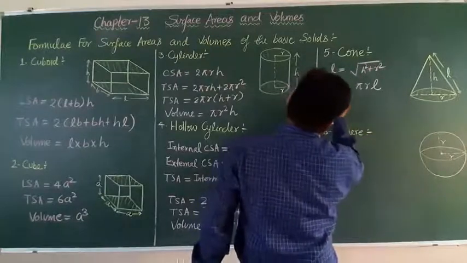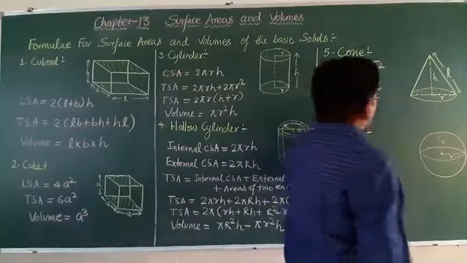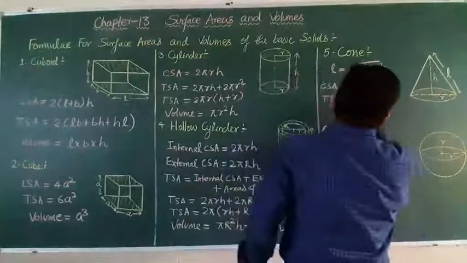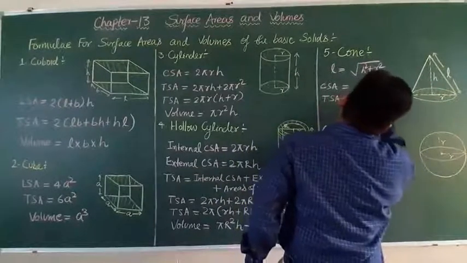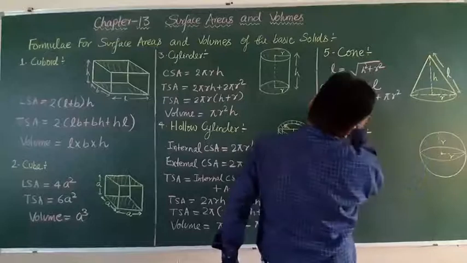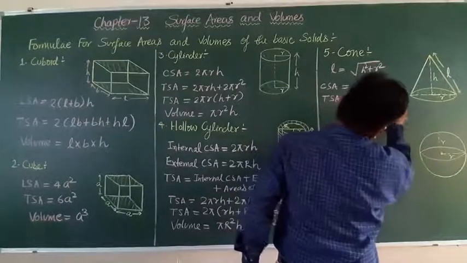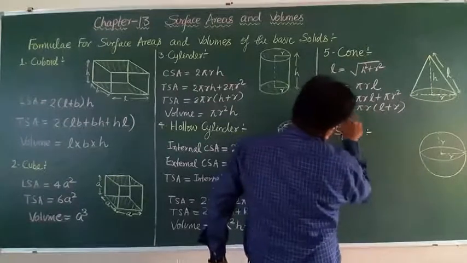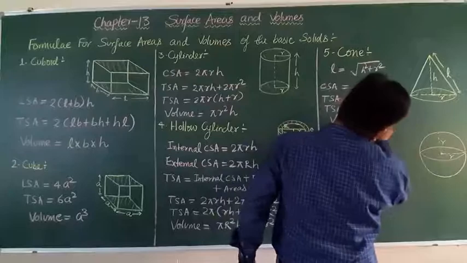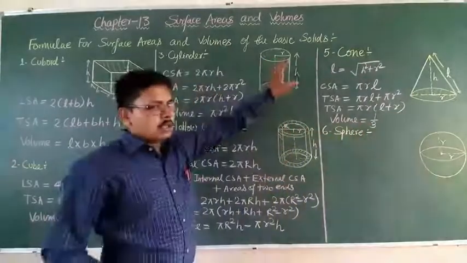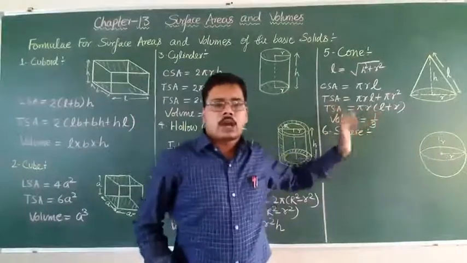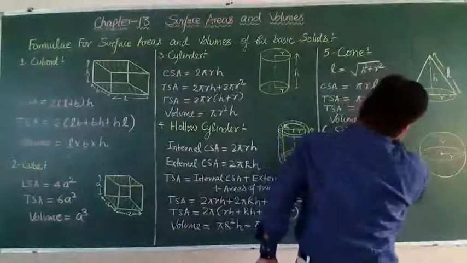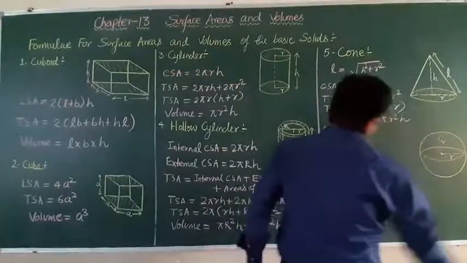Okay. TSA, curved surface area plus area of base. So it will be pi r l plus pi r square. Then it will become what? Pi r bracket l plus r. TSA. And value of cone is 1/3 of the value of cylinder. If radii of the base and height of the cone and cylinder are same, then you can say that 1/3 pi r square h. Okay.